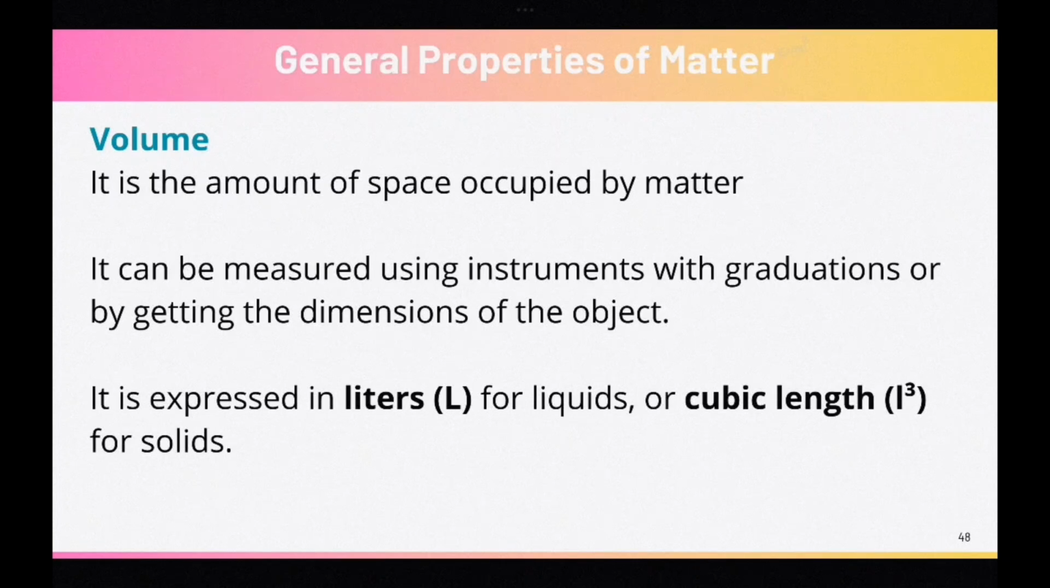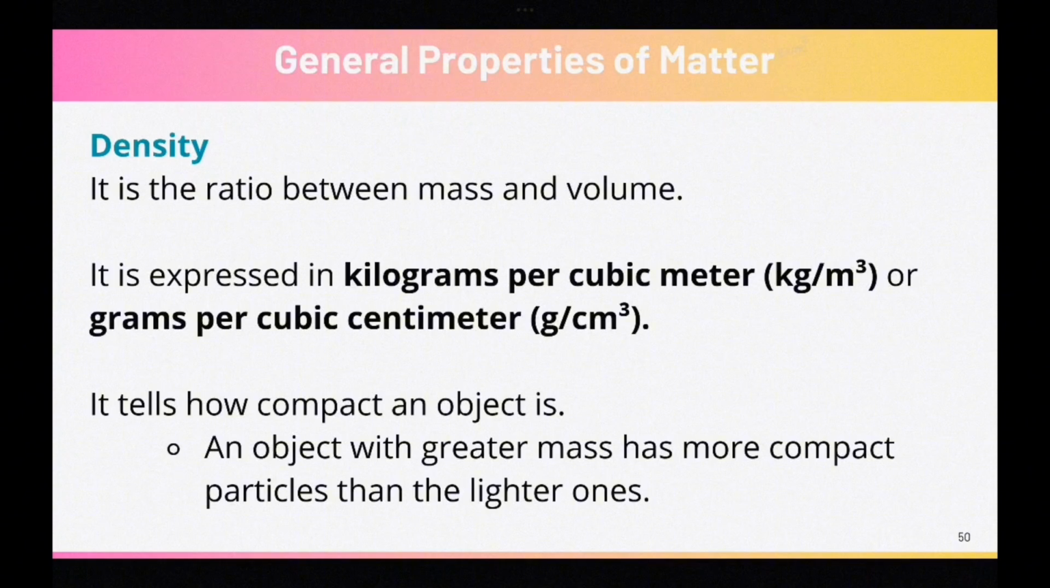For density, it is the ratio between mass and volume. It is expressed in kilograms per cubic meter, or kg per m cubed, or grams per cubic centimeter, or we use g per cm cubed. Now this tells us how compact an object is. So an object with greater mass has more compact particles than the lighter ones. Definitely, divide mass by its volume.